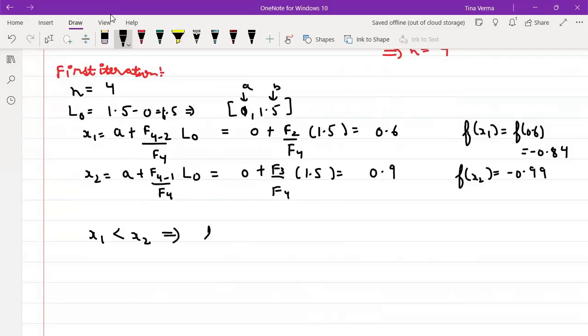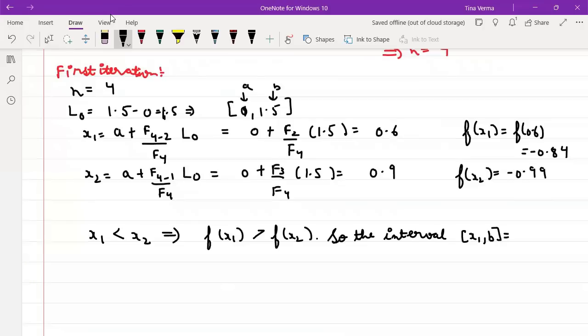So which implies x1 is less than x2, but your function's value at x1 is greater than function value at x2. और हमारा ऑब्जेक्टिव फंक्शन क्या है? मिनिमाइजेशन. So the interval will be, क्या निकाला था हमने इंटरवल? x1b, right? So that means the value for the next iteration is x1b. So here we will have 0.6 and b is my 1.5. So my minimum is lying between 0.6 and 1.5. Clear?